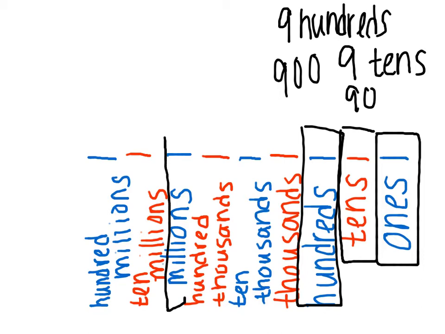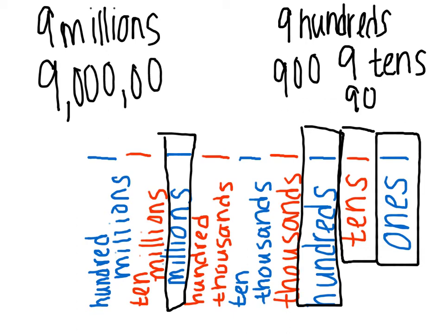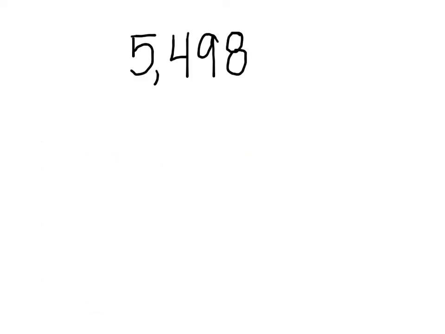If it was in the millions place, and I had 9 millions, then I would write it in standard form with 9,000,000. Again, you can go ahead and write the different numbers into the different positions so you can determine what the place value is.